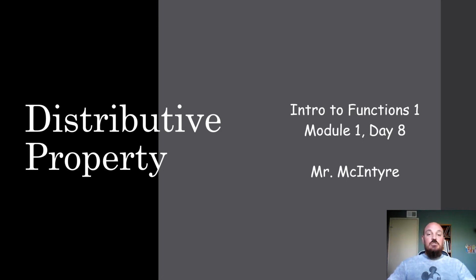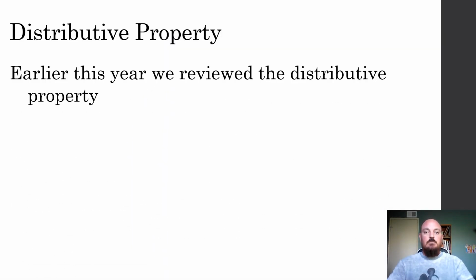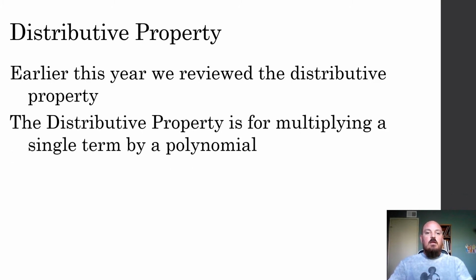Today we're going to talk about the distributive property. Now it's something we actually already talked about earlier this year, so let's start with a quick review of what we know. The distributive property is when you want to multiply a single term by something with more than one term, or what we'll call a polynomial.